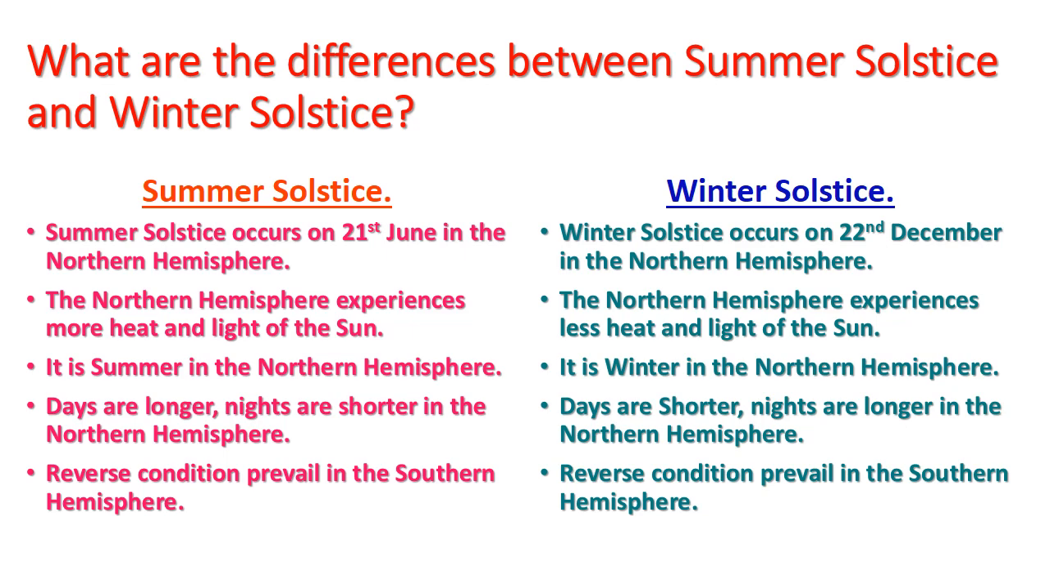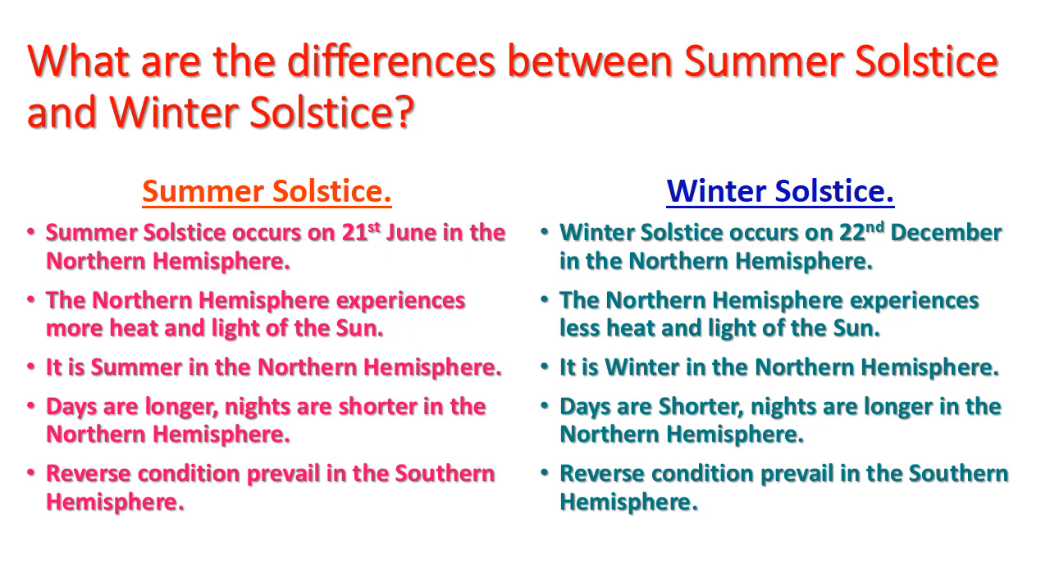The northern hemisphere experiences more heat and light of the sun on 21st June. The northern hemisphere experiences less heat and light of the sun on 22nd December. It is summer in the northern hemisphere on 21st June. It is winter in the northern hemisphere on 22nd December.